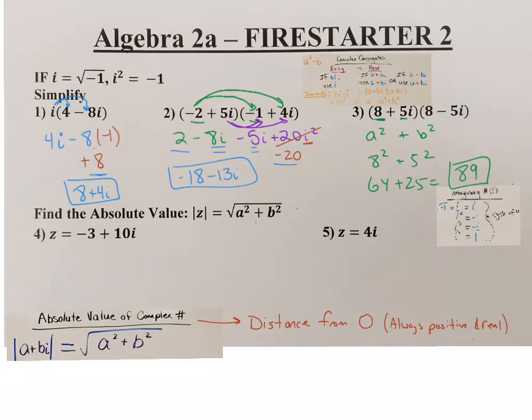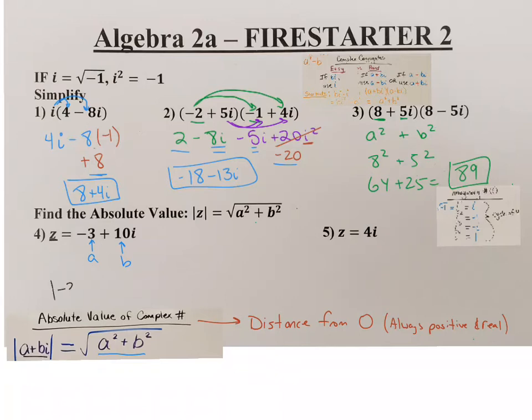So for the absolute value, I can just use this formula. This is based off Pythagorean's theorem. We talked about it in class. So this is my a, and this is my b. They just say z is a fancy way to write a plus bi. So if that z is bothering you, just don't even think of it like that.